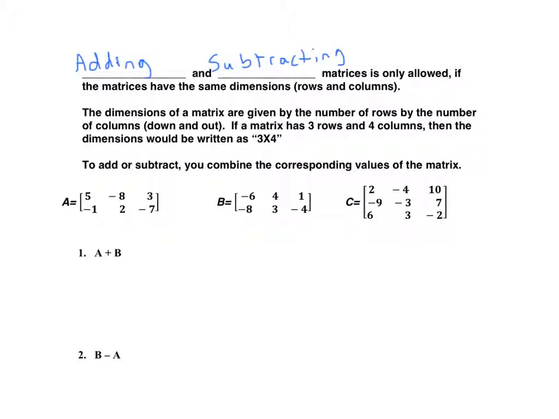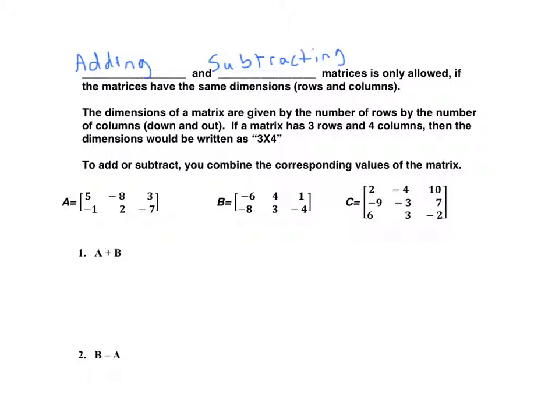In this tutorial, we will talk about adding and subtracting matrices. Adding and subtracting matrices is only allowed if the matrices have the same dimensions, so they have the same columns and rows. The dimensions of a matrix are given by the number of rows by the number of columns, so down and out. If a matrix has 3 rows and 4 columns, then the dimensions would be written as 3 by 4.